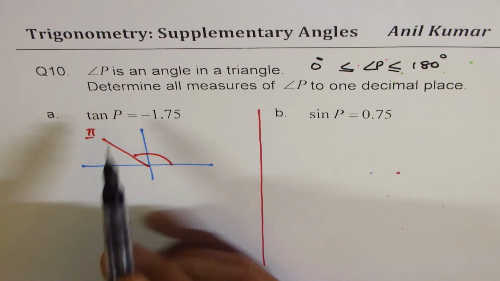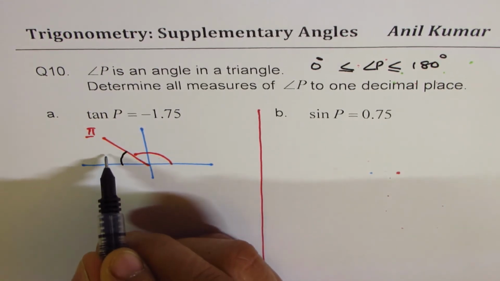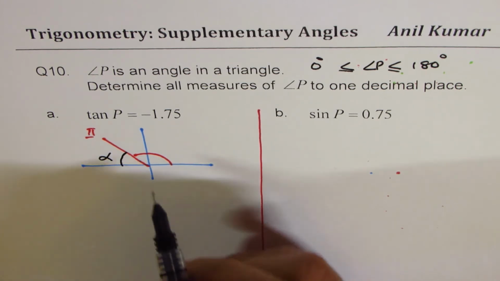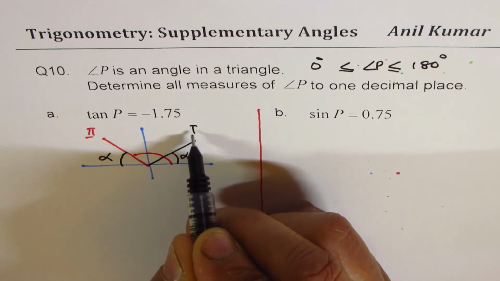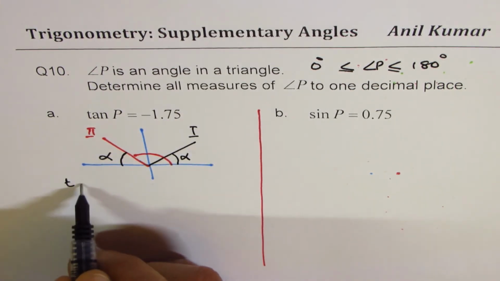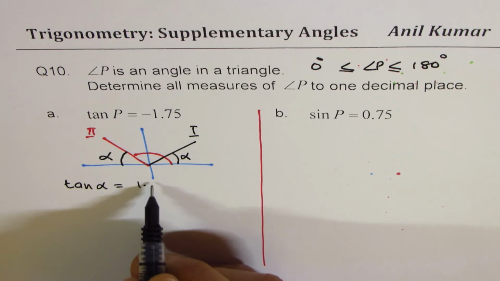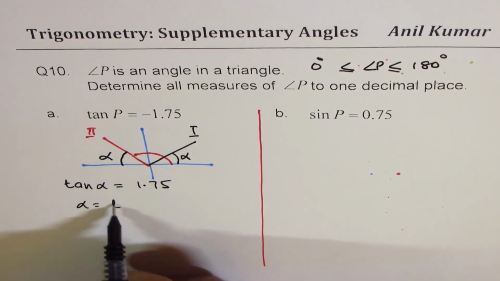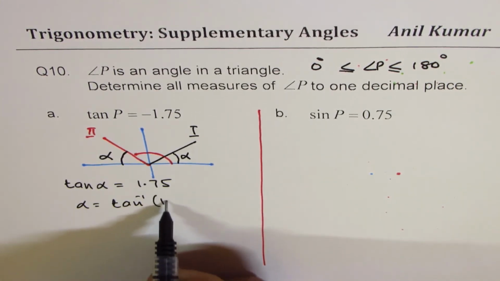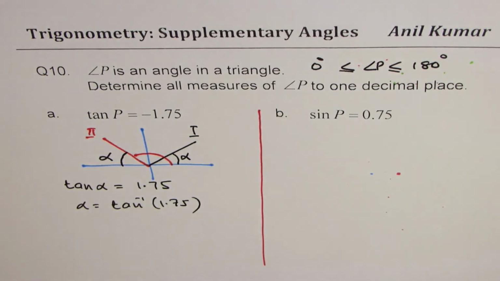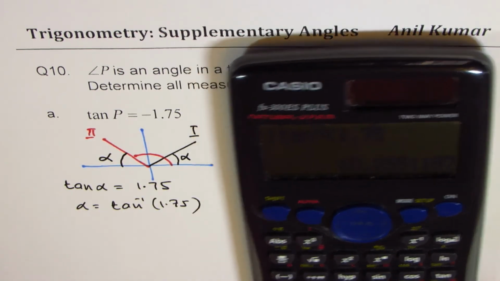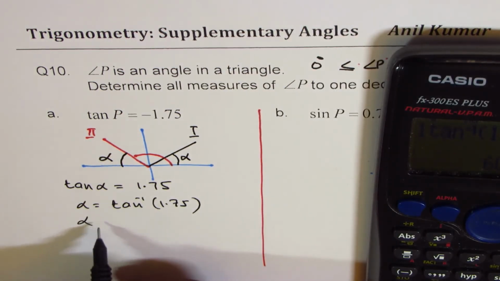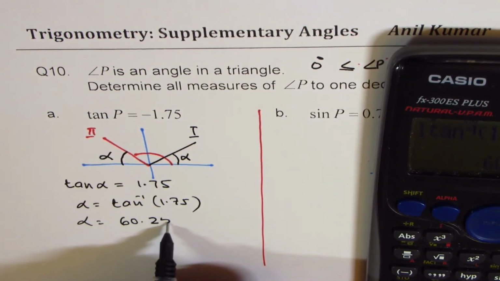How do we find the measure of angle P? We have to first find the related acute angle alpha. So alpha will be like here, right? That will be alpha. In quadrant 1, everything is positive. So tan alpha has to be 1.75. So alpha is tan inverse of 1.75. Correct? So let's find this angle first. So we have shift tan inverse 1.75 equals 60.25. So we get alpha equals 60.25.